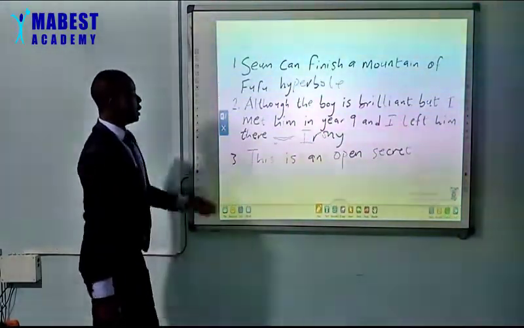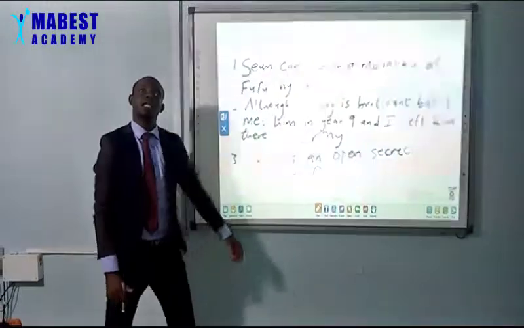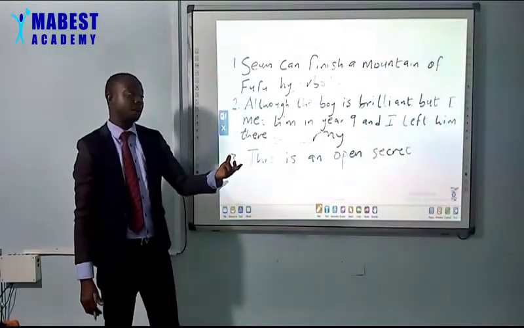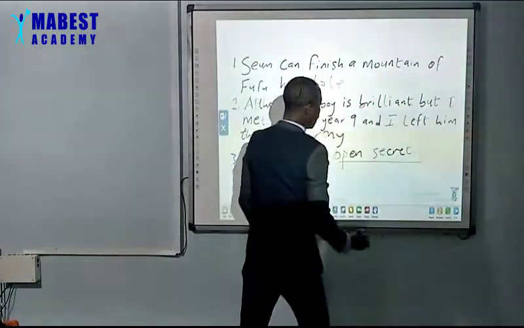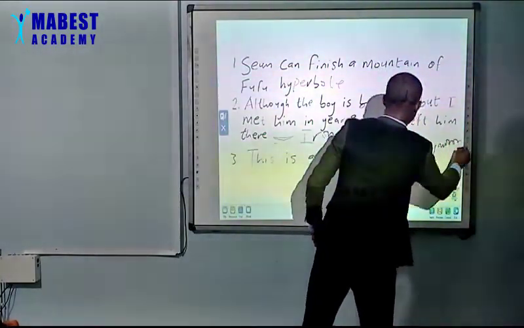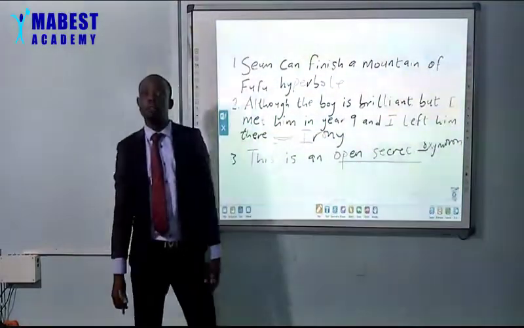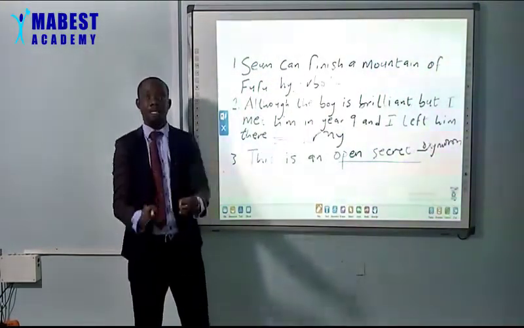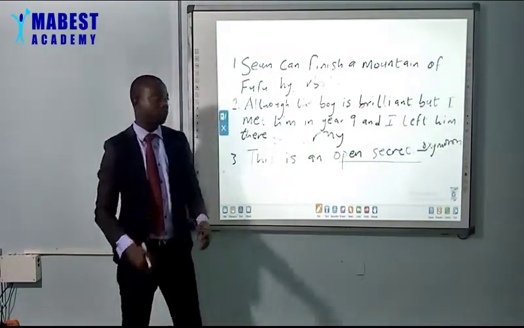The third one, this is an open secret. Nicholas, this is an open secret. Illustrate that. Okay, very correct. It illustrates oxymoron, because open and secret are two contradictory words. So when you are placing them side by side, okay, you are using the figure of speech called oxymoron.